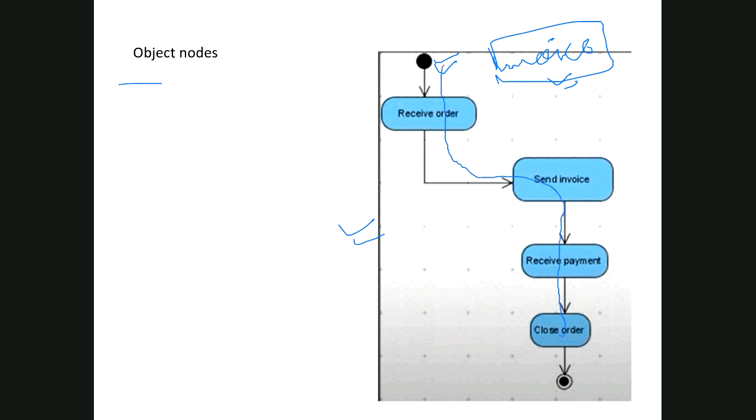Now tell me one thing, if this is object invoice, if this is traveling this activity diagram, will the state of this object change or not? Will the state of this object change or not? जो invoice का status इस point पे है, क्या वही invoice का status इस point पे रहेगा?